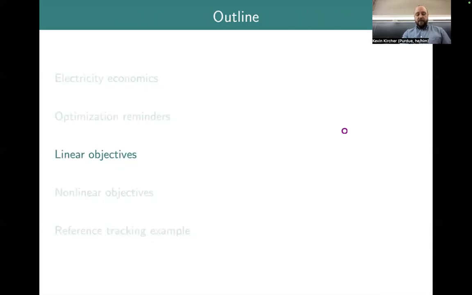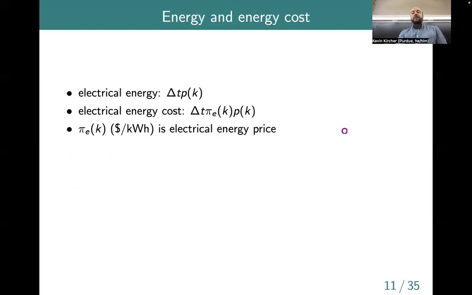All right, so that was just some background. So let's dig in then to some objectives, and I'll show you some pictures of how to visualize some of these things. So probably the simplest would just be we want to minimize the energy use from our device. So this would be an energy efficiency problem.